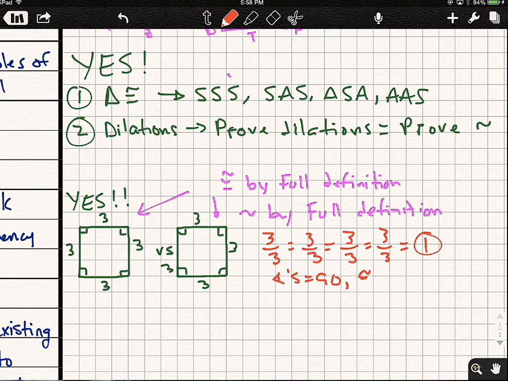Now, I know that doesn't seem too mind-blowing, but that's a really important step to understanding how these similarity shortcuts work because it gets our foot in the door. So we at least know that these conditions, side-side-side, side-angle-side, angle-angle-side, work for similarity in at least one case. And we're going to use that later.